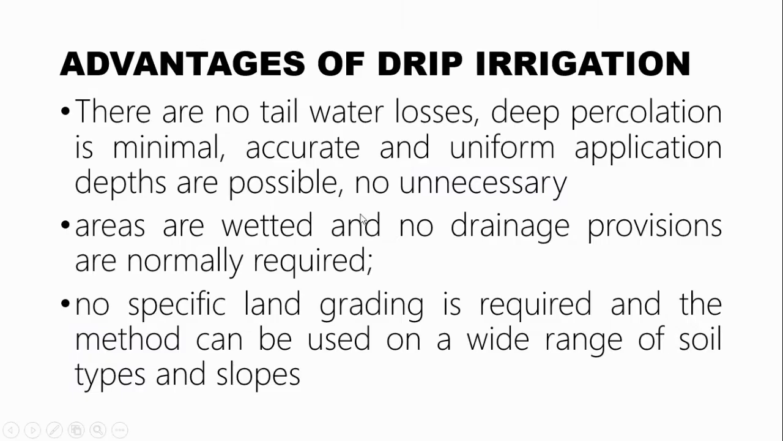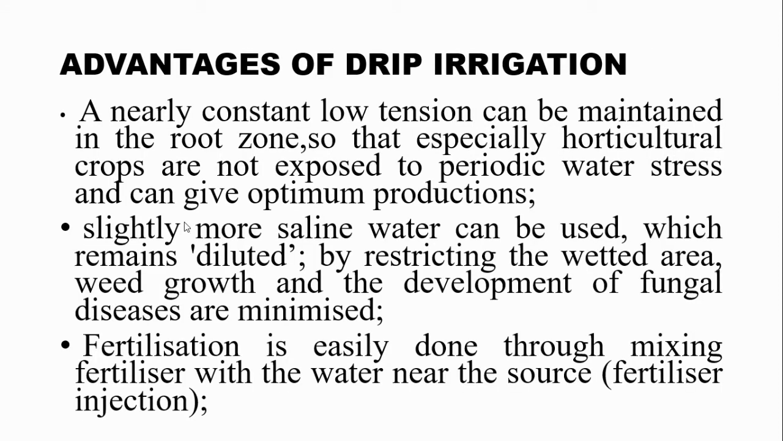So there are some advantages of drip irrigation systems. First of all, there is no tailwater losses, and there is no deep percolation. But percolation is reduced to minimal. And then also the areas that are wetted, and there is no drainage provisions which are normally required. And then another advantage is that there's no specific land grading which is required, and the method can be used on a wide range of soil types and slopes.